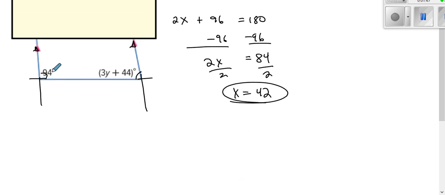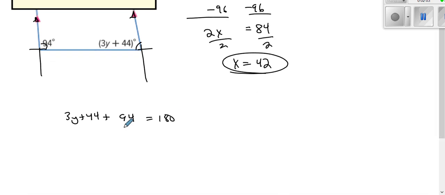So for this one, I'm going to add these up again to equal 180. So I know that I can put them together. Equals 180. So I'm going to do the 3y plus 44 plus the 94 equals 180. The 94 and the 44, I'm going to add those together. So 3y, and let's see, that'd be 138, I believe. And subtract 138 from both sides.